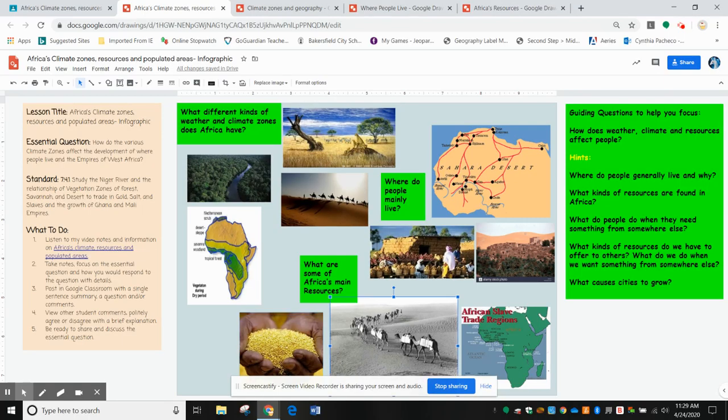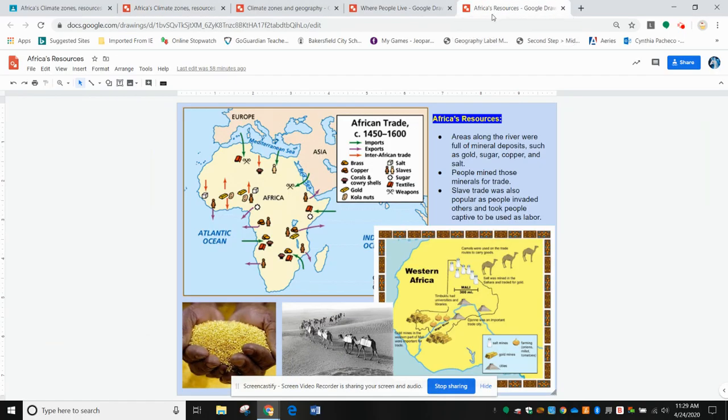Secondly, if you can't tell, these camels are carrying what we call salt slabs, salt blocks. Yes, that is what it looks like in large quantities. It's hard, thick salt slabs. And lastly, a major resource of Africa was the African slave trade. Okay, we're going to go over to these resources and look at them in a bigger view.